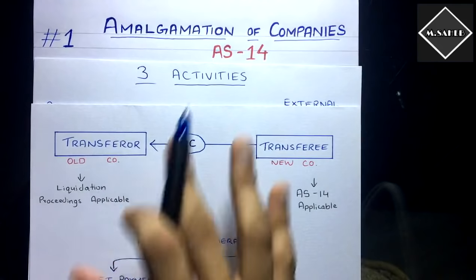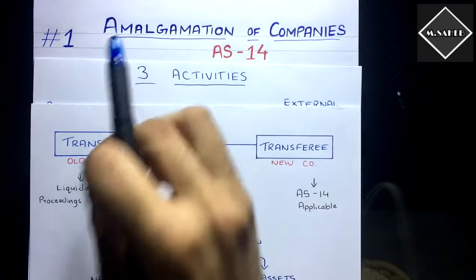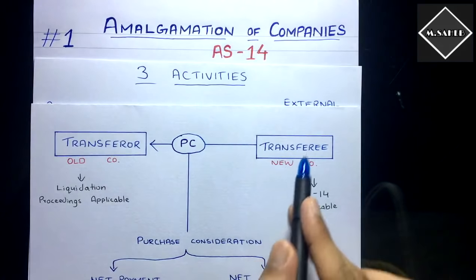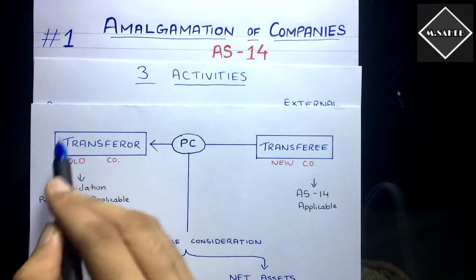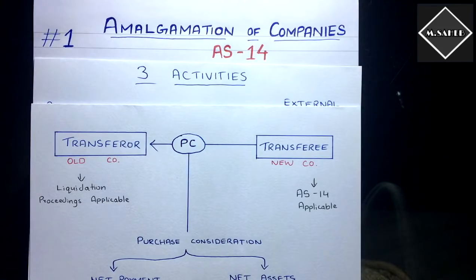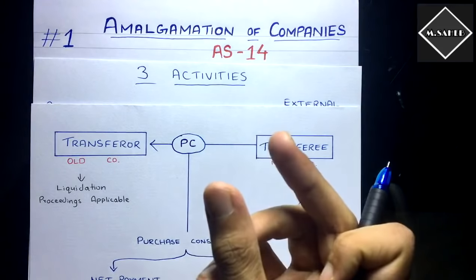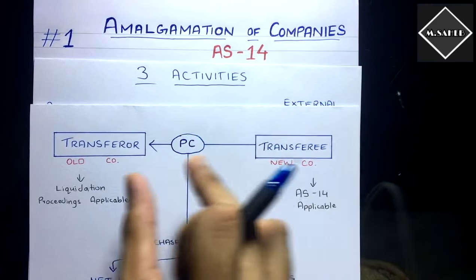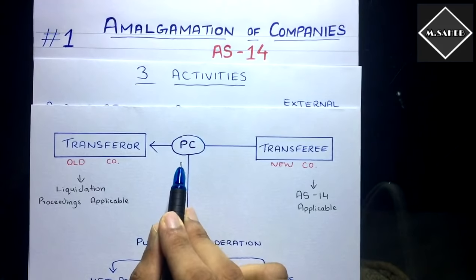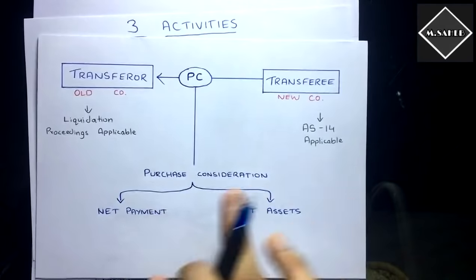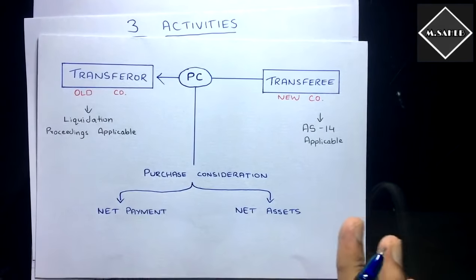Okay, so here what is happening? The transferor company is being sold off to the transferee company. This company is purchasing the transferor company. So of course this company has to pay something to the owners of the transferor company, right? And that something which this company has to pay is called purchase consideration.